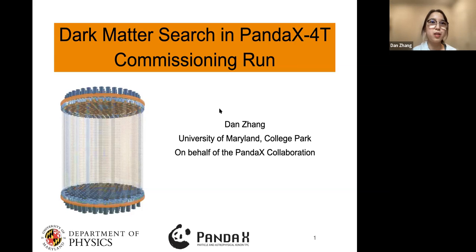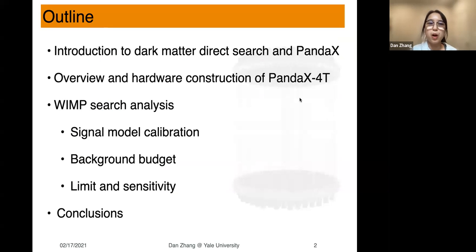So let's get started. Today, as Mike just introduced, I'll talk about the commissioning round data released by PandaX-4T, talking about the dark matter search. And here's the outline of my talk today. I will give you a short introduction, and then we'll talk about the overview of hardware construction of the PandaX-4T experiment. For the data analysis part, I'll confine the topic to the WIMP search, including the signal model, calibration, our main background in the low energy window, and how we set our limit and sensitivity. So let's get started.